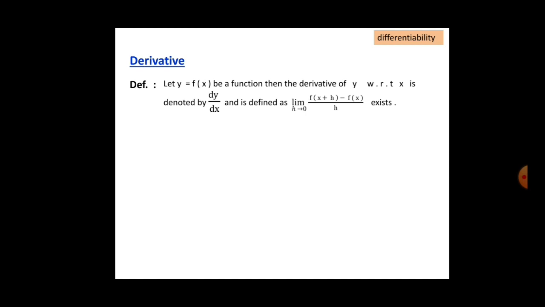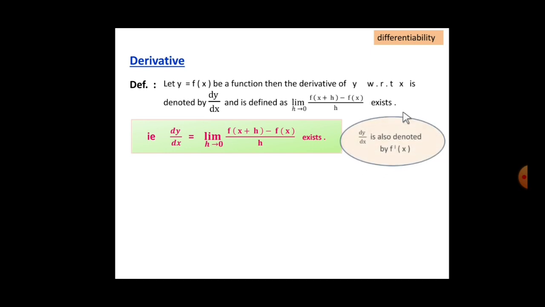That means you have to operate this limit. When you operate this, whatever answer you get is called the derivative of the function. So dy by dx is nothing but limit h tends to 0 of f of x plus h minus f of x divided by h. The derivative is also denoted by f dash of x.